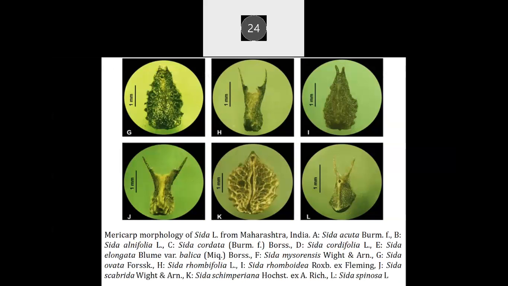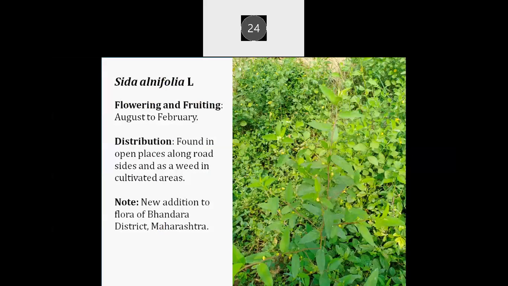Next slide, ma'am. These are the structures of mericarp in Sida. These are the different kinds of mericarp found in different species during their study of Maharashtra. Next slide, ma'am.